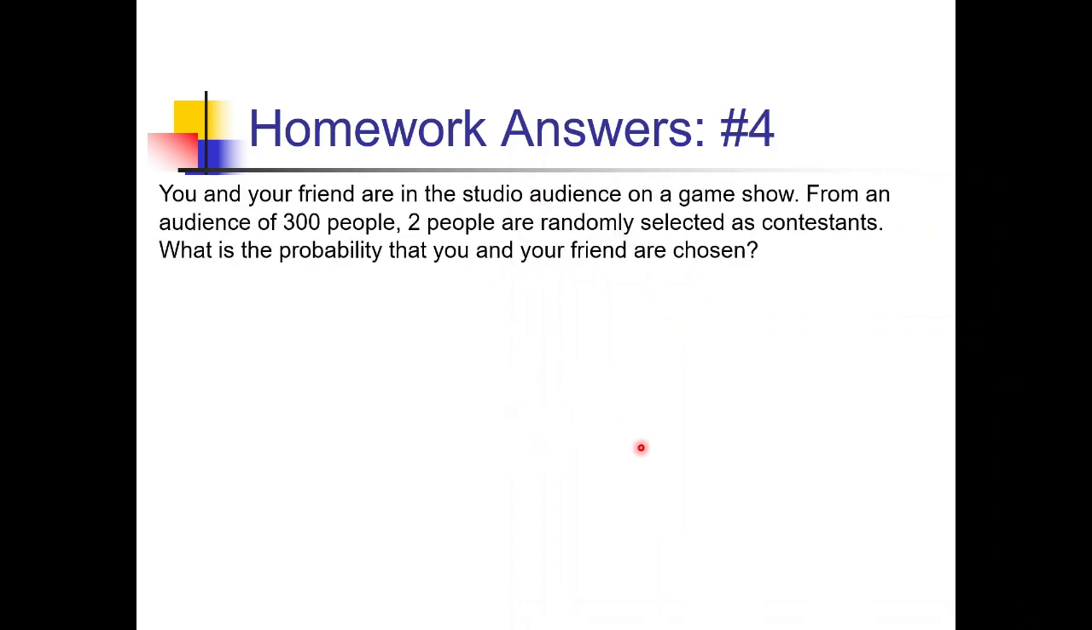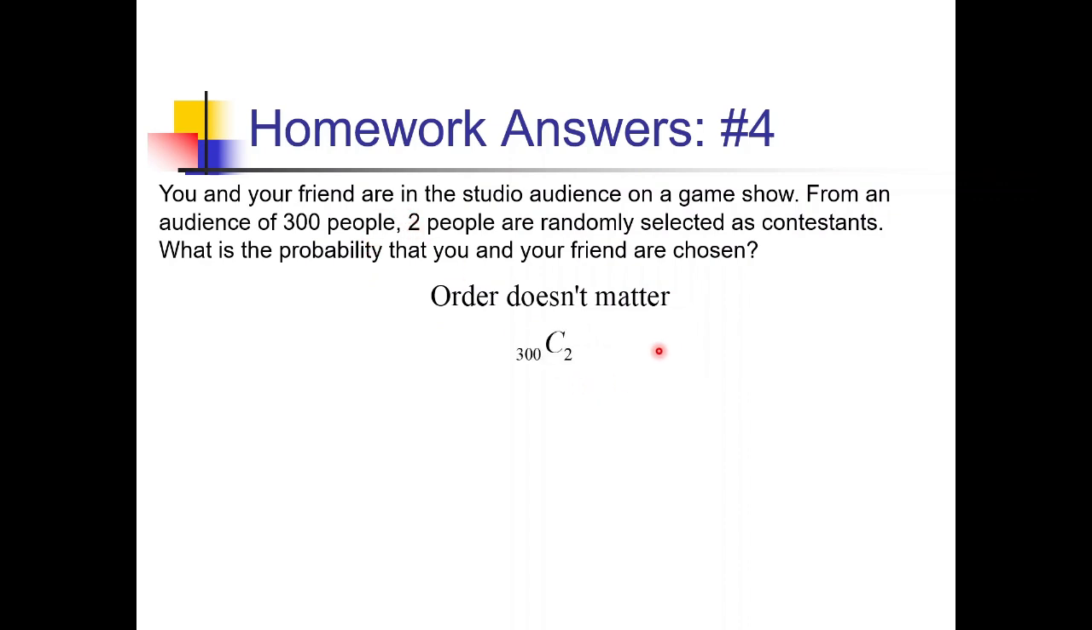For this problem, you and your friend are in a studio audience on a game show. From an audience of 300 people, 2 people are randomly selected as contestants. What's the probability that you and your friend are chosen? Well, we're looking for probabilities, so whatever we get, it's going to be a total possible outcomes sort of thing that we'll then have to put in a probability. And to count the total outcomes, if we're just picking 2 people, and they're both going to get to be contestants, probably the order doesn't matter so much here, so we can just use a combination. So we're going to have 300 choose 2 as the setup for this.